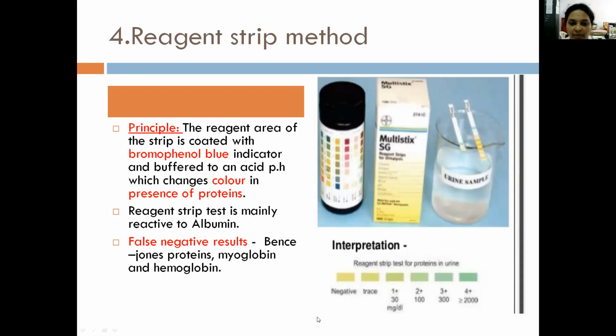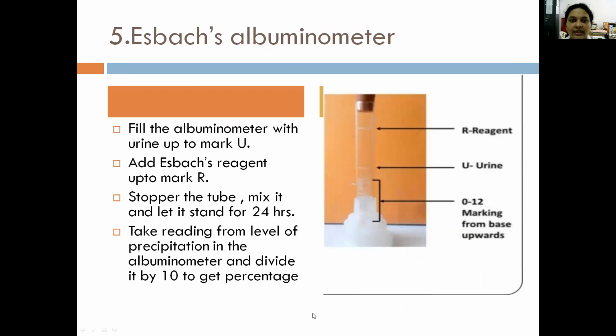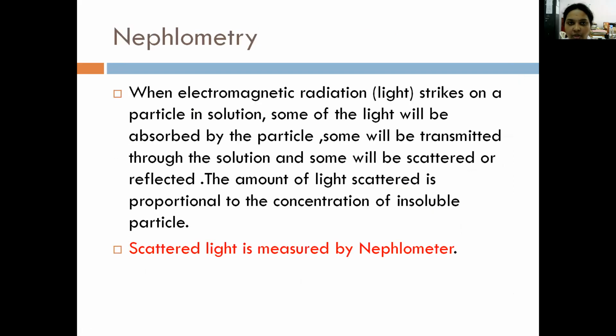You have to be thorough with the principle. Then comes the Esbach's albuminometer. Here you have to fill the albuminometer with urine up to mark U. Then you have to add the reagent, that is the Esbach's reagent, up to mark R. Then you have to stopper the tube and let it stand for 24 hours. Then you have to take the reading from the level of precipitation and divide it by 10 to get the percentage.